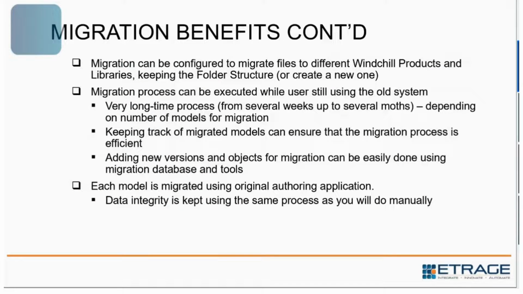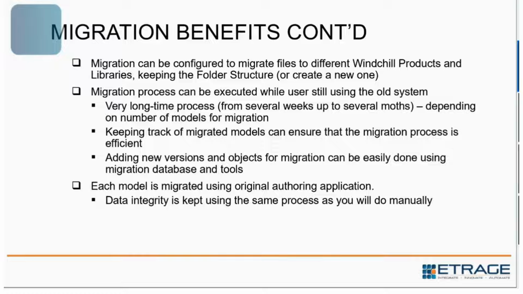The next set of migration benefits is that migration can be configured to migrate files to different Windchill products and libraries, and projects also, keeping the folder structure as it is in the source system, but also we can update information and provide a completely different set of target locations. All models can go to one product or multiple products. One set of models can go to one library, while another set can go to some different product.